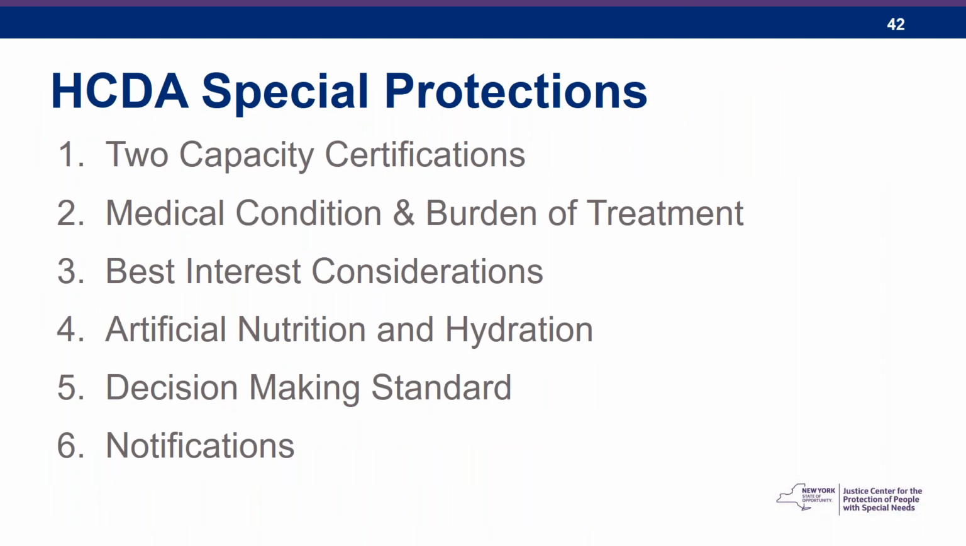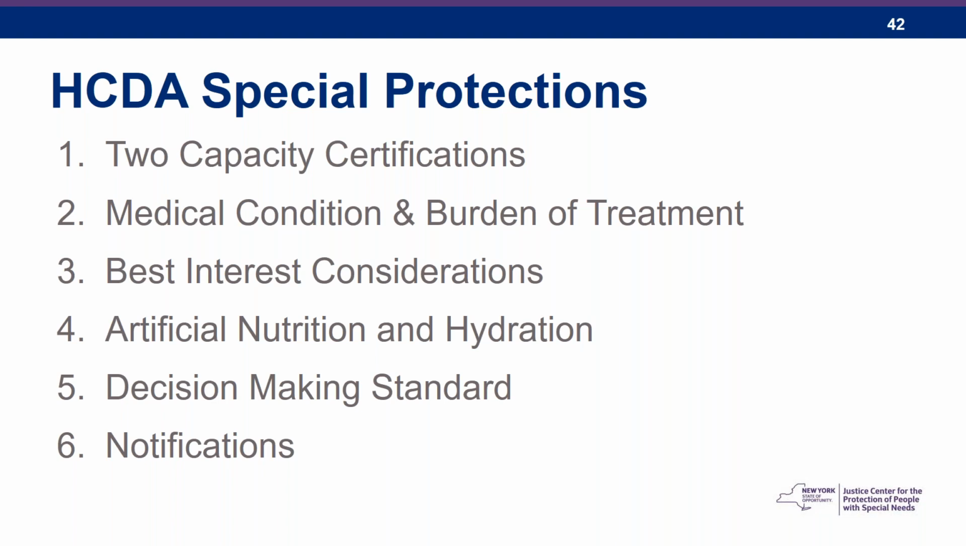So the main thing to know with the Healthcare Decisions Act is that there are special protections. And again, these special protections apply to everyone involved in the process, every decision maker. So in each instance, there's going to be 2 capacity certifications. There's going to be 2 medical certifications that confirm that the person meets the medical criteria for the condition, and also that we document the burden of continuing the life-sustaining treatment.